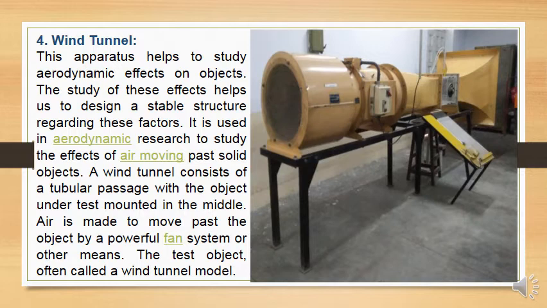Next is the wind tunnel. This apparatus helps us to study the aerodynamic effects on objects. The study of these effects helps us to design a stable structure regarding these factors. It is used in aerodynamic research to study the effect of air moving past solid objects. A wind tunnel consists of a tubular passage with the object under test mounted in the middle. Air is made to move past the object by a powerful fan system or other means. The test object is often called a wind tunnel model.